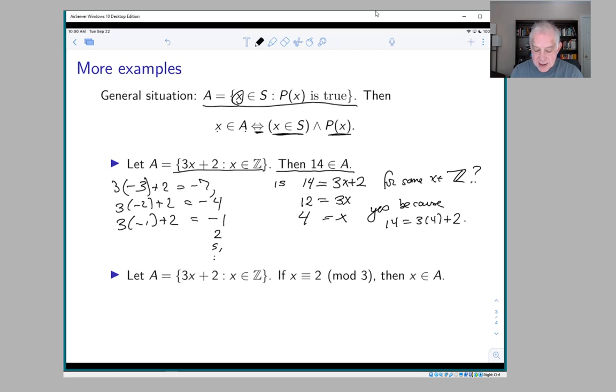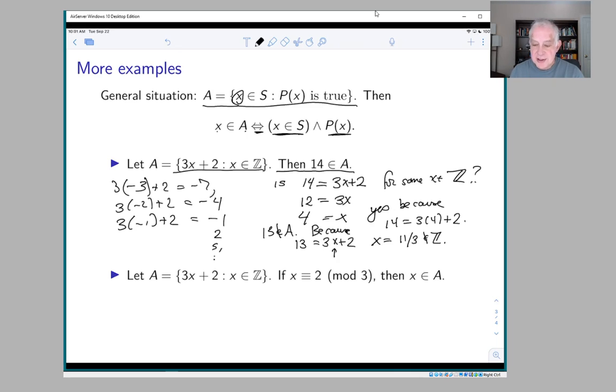On the other hand, 13 is not an element of A, because if you write 13 equals 3x plus 2, you get that x is 11 divided by 3, which is not in Z. And so even though 13 can be written in the form 3x plus 2, it can't be written in that form with the restriction that the x value has to be an integer.